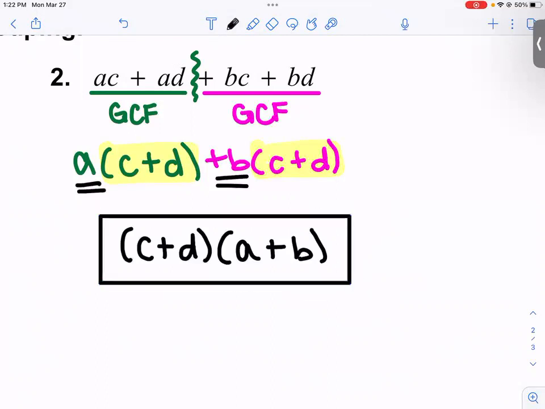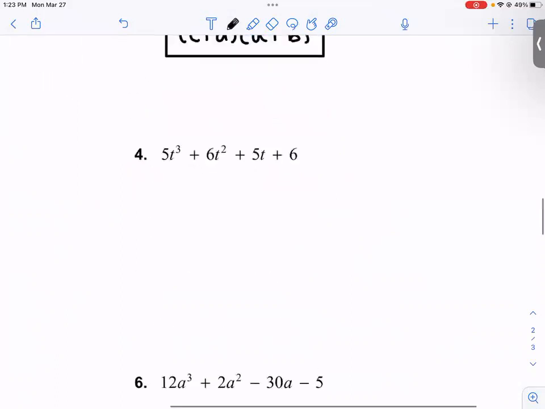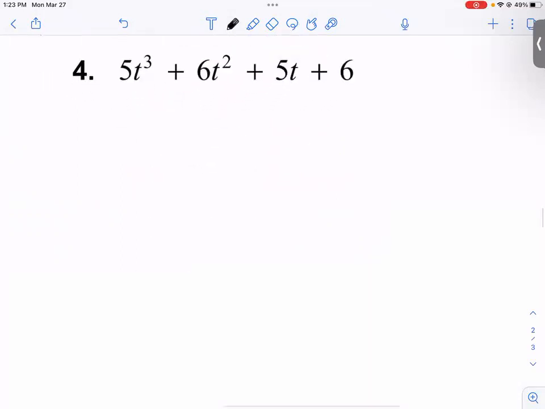Pretty weird though. Other one here. I would like you to try number 4. We are trying number 4.